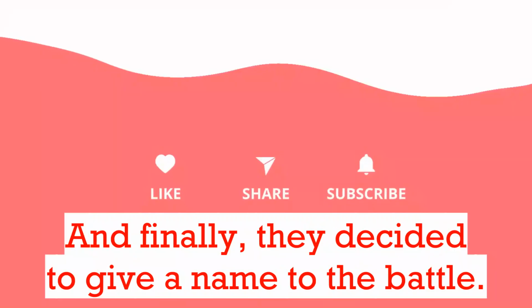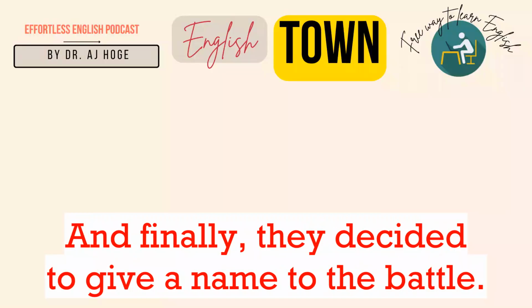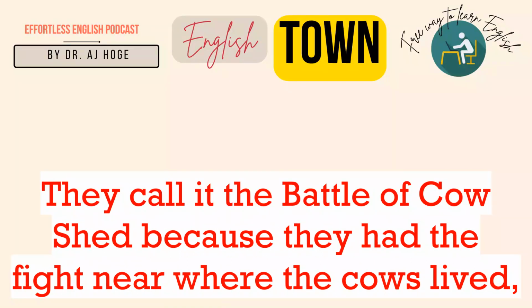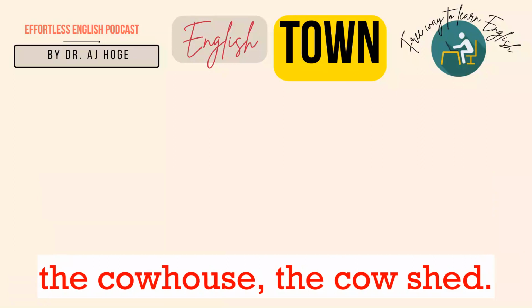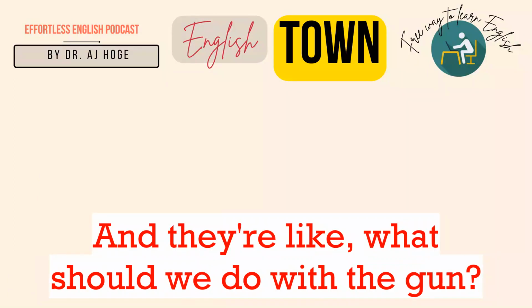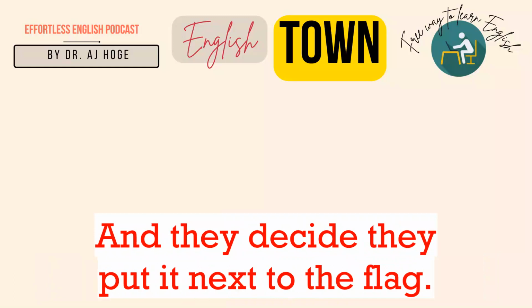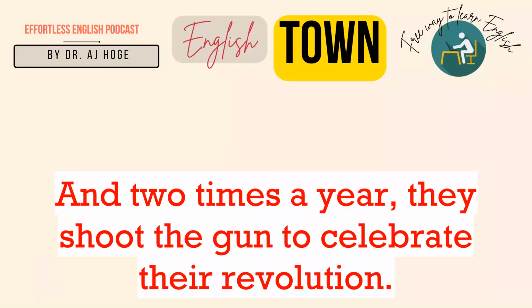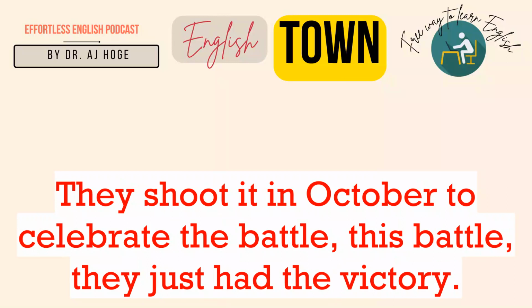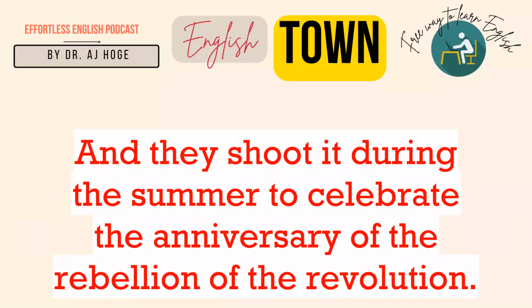And finally, they decide to give a name to the battle. They call it the Battle of the Cowshed because they had the fight near where the cows live, the cow house, the cow shed. And they find Mr. Jones' gun. And they're like, what should we do with the gun? And they decide to put it next to the flag. And two times a year they shoot the gun to celebrate their revolution. They shoot it in October to celebrate the battle. They just had the victory. And they shoot it during the summer to celebrate the anniversary of the rebellion, of the revolution.